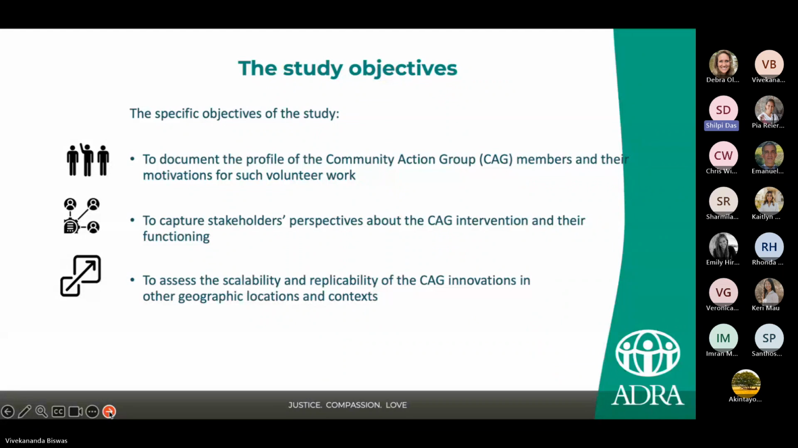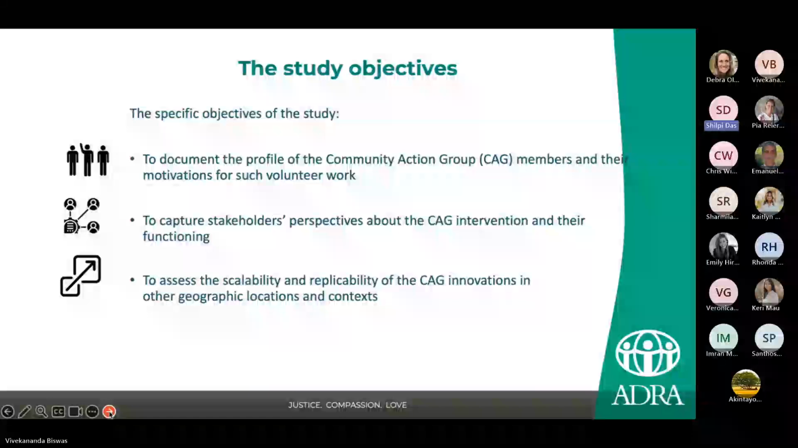Also to capture the stakeholder perspective. The stakeholders in this particular study are mostly the healthcare workers and the healthcare officials, because this was more of vaccination. So what was the stakeholder perspective about the CAG intervention and their functioning?